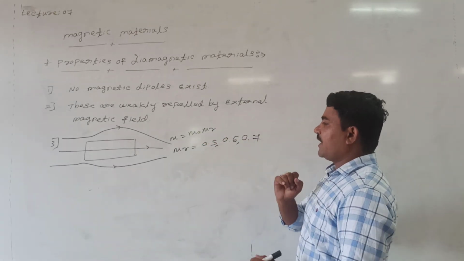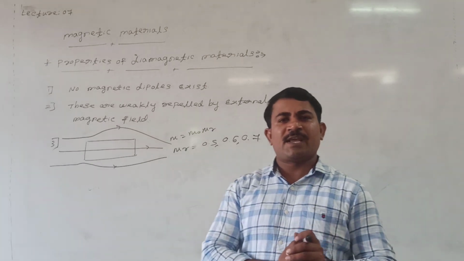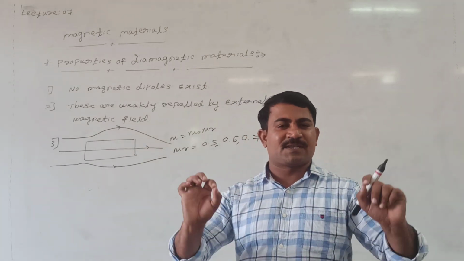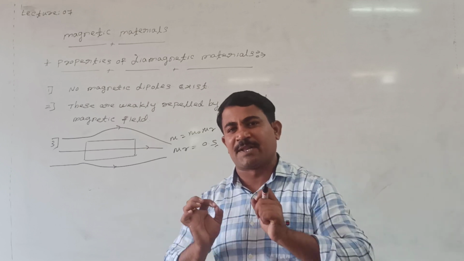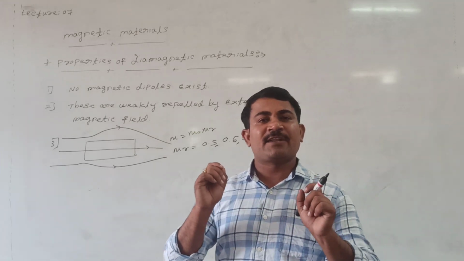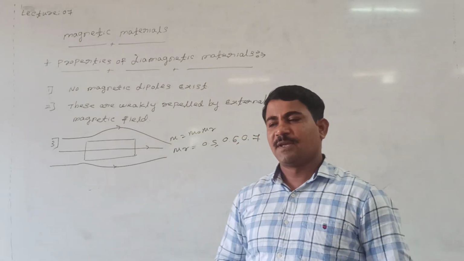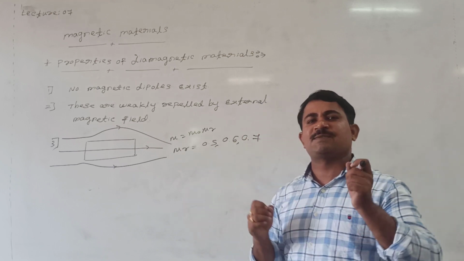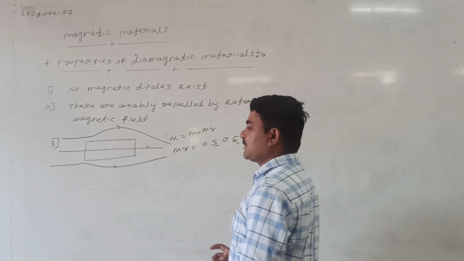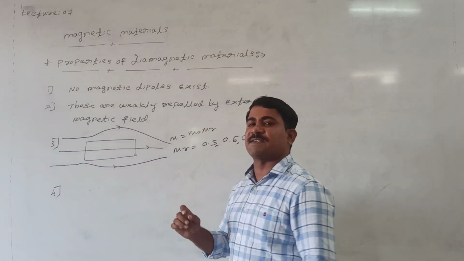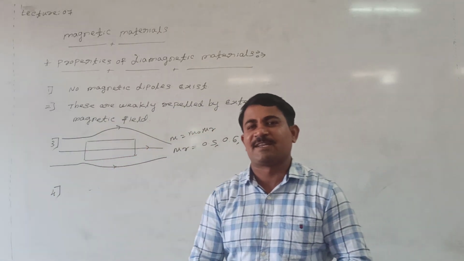Then, if mu r is very, very small, this is the third property: almost all magnetic field lines are repelled by diamagnetic materials. Magnetization is always opposite, so mu r is a very, very small value. If this is a very small value, then what about the fourth property? What is the magnetic susceptibility of diamagnetic materials?